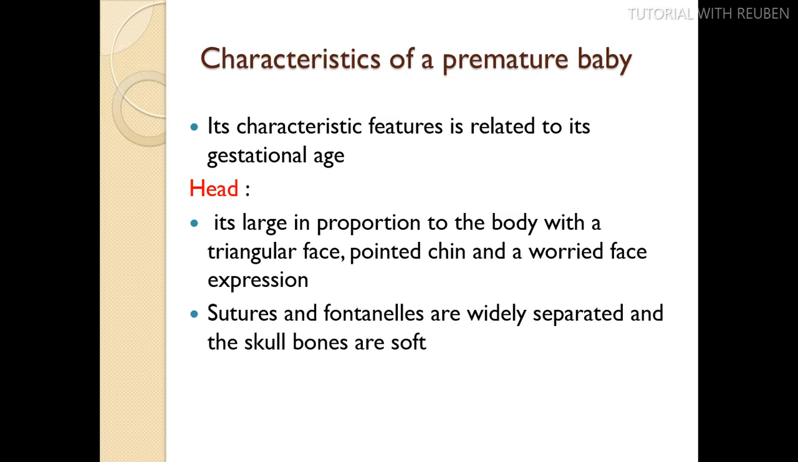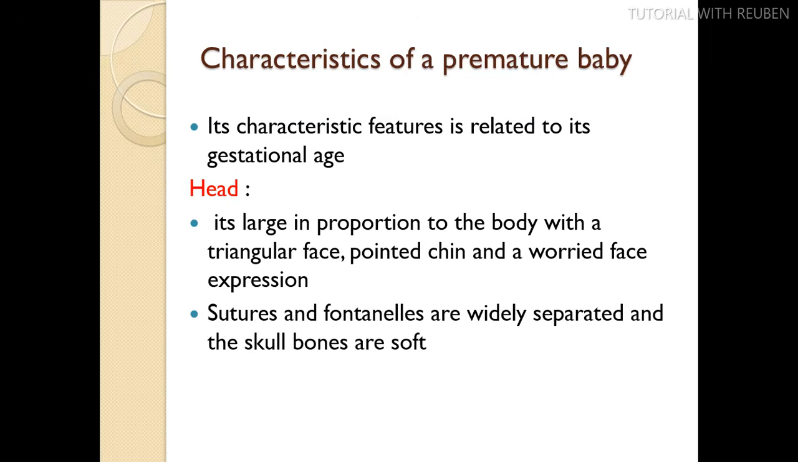When you look at the head of the baby, you're going to notice that the head is larger than the body, meaning it's large in proportion to the body. And when you look at the face of this baby, the face has a triangular shape, a pointed chin, and a worried face expression. Then when you examine the head for the sutures and the fontanelles, you're going to notice that the sutures and the fontanelles are widely separated and the skull bones are soft. When you measure the head, you're going to notice that the head circumference is less than 34 centimeters.